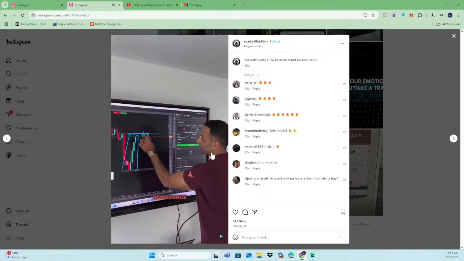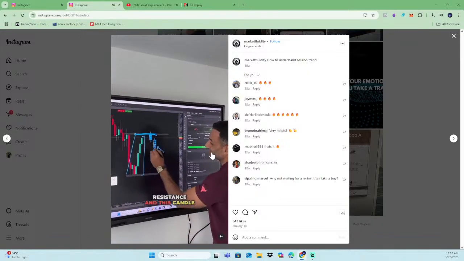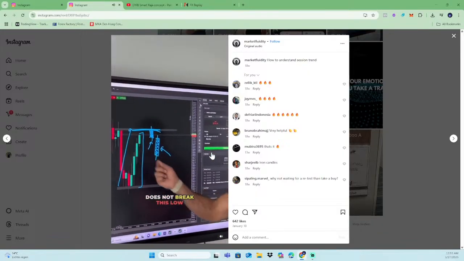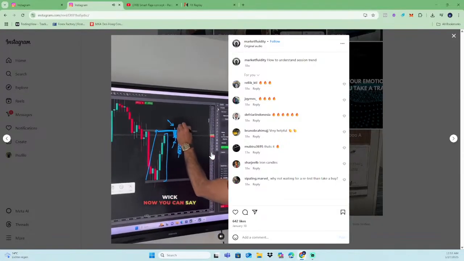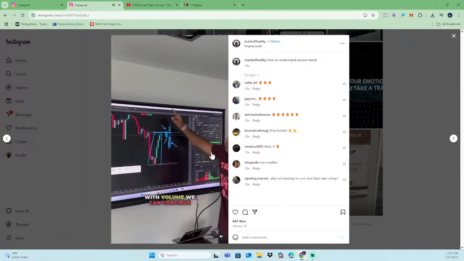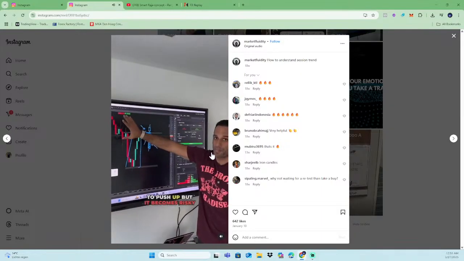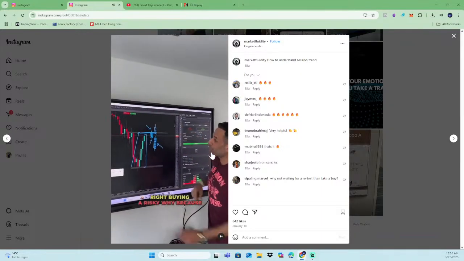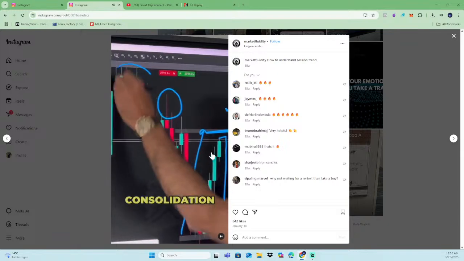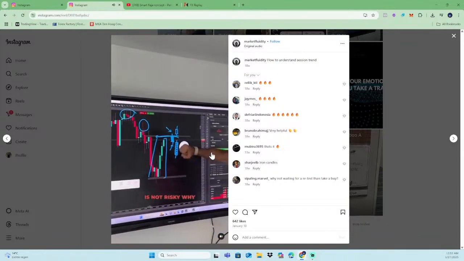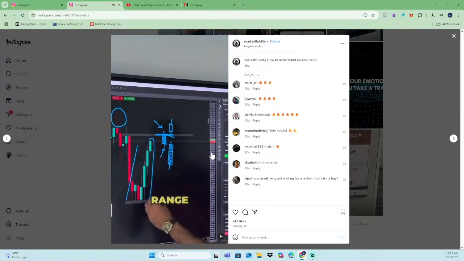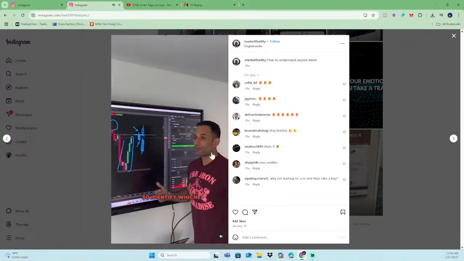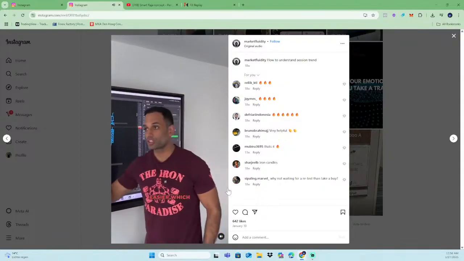If we create resistance and this candle does not break this low and starts to break above this wick, now you can say with volume we can continue to push up, but it becomes risky, right? Buying is risky. Why? Because you have rejections, consolidation. Selling is not risky. Why? Because look what you've got here to the left-hand side. You have a clean range. So identify which trades will be easier.